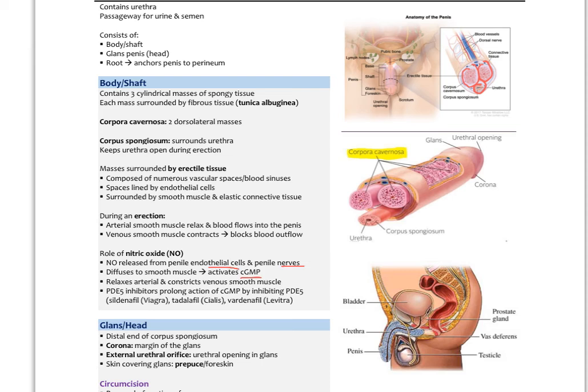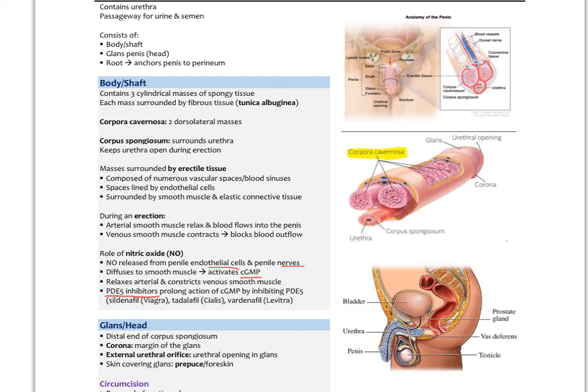Importantly, and I'll talk about these more in the next slide, there's a class of medications known as the PDE5 inhibitors. PDE5 is an enzyme that's going to inactivate cyclic GMP. So by inhibiting PDE5, you're going to keep more cyclic GMP around, and have more vasodilation of those arterioles.